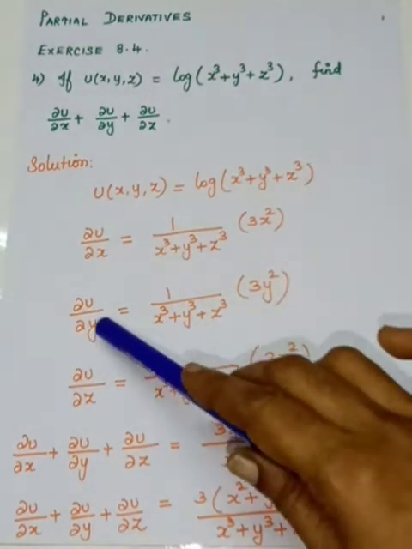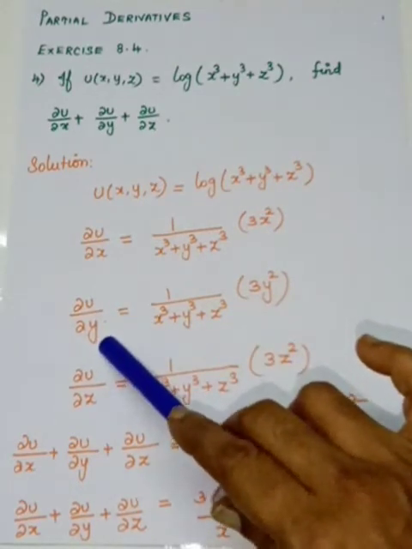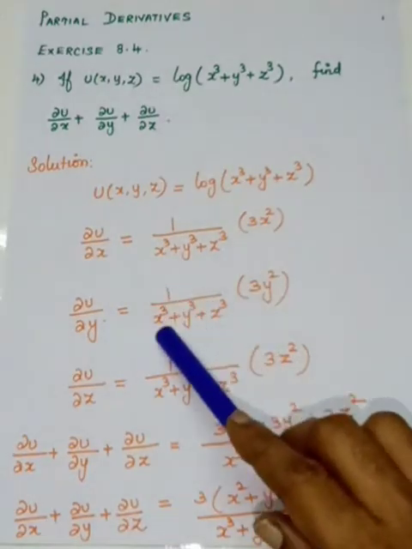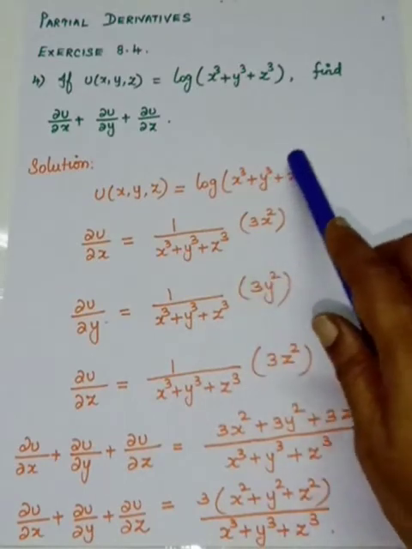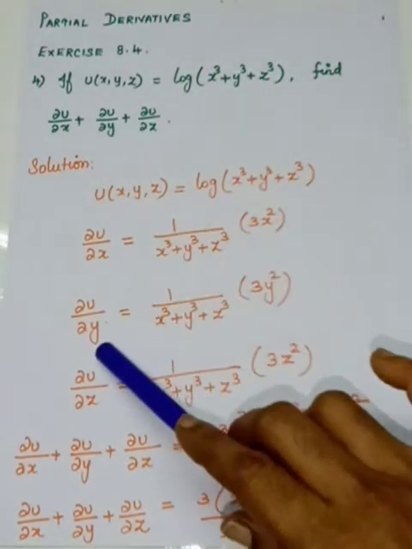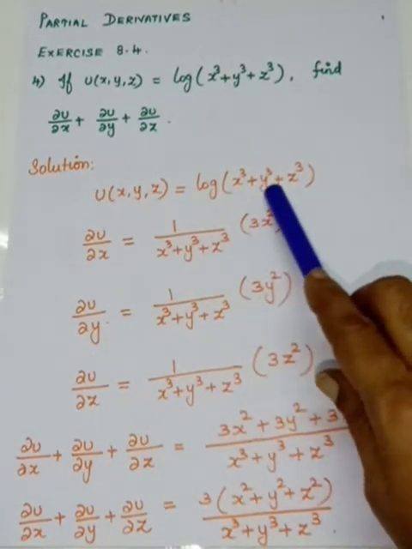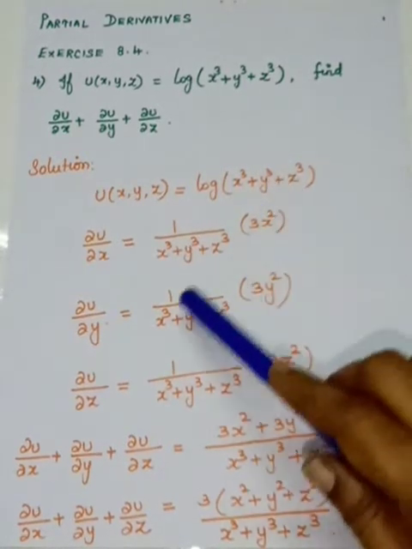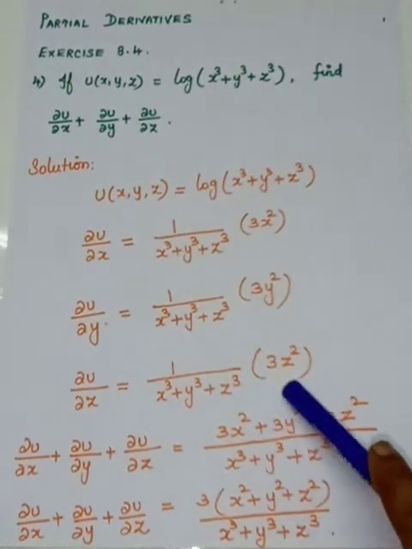Next you have to differentiate u with respect to y partially. Again the same thing, it is in the form of log x, so it is 1 by x cubed plus y cubed plus z cubed. Now x cubed plus y cubed plus z cubed has to be differentiated partially with respect to y. So this is 0. When you differentiate y cubed with respect to y it is 3y squared. This also 0. Similarly, you write ∂u/∂z. So here you will have 3z squared.